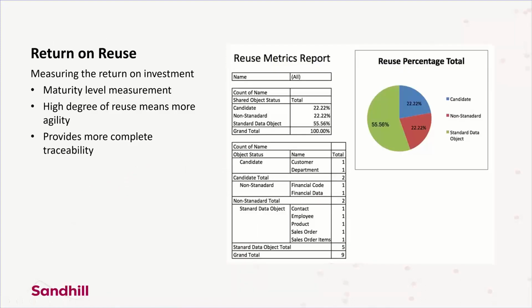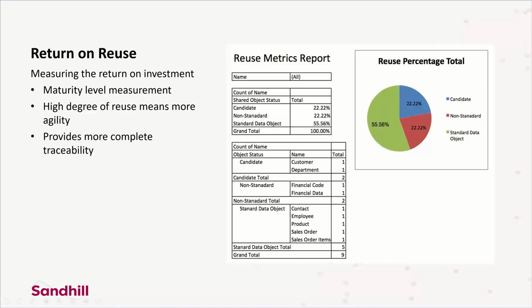So as your library grows, the speed of agility begins to increase. So if we look at this little reuse percentage pie chart over here, we can see that 55% of the model contains standard data objects. That is data model objects that you've already vetted and validated and are ready to be used. 22% are possible standard objects, but they just haven't gone through the data governance process yet. And the red part is non-standard.